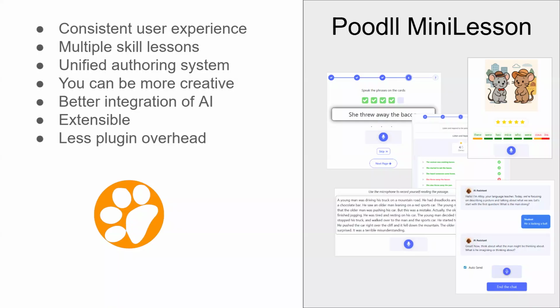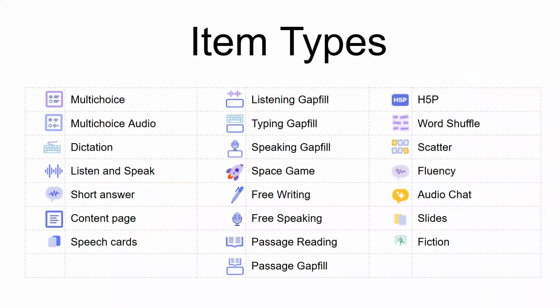So Poodle MiniLesson is a very feature-rich and very useful plugin. The different item types that we've got: multi-choice, audio, dictation. I won't list all of them. I think you can see them here. But if you visit the demo.poodle.com site, you'll be able to try them, and I think you'll probably find that they're very useful. In particular, the fancy AI new ones include audio chat over here, and fluency, and speaking gapfill, and free writing and free speaking.